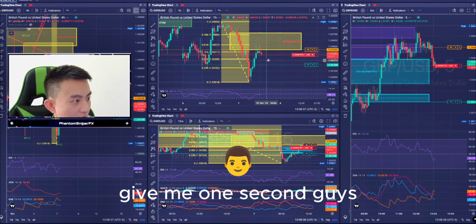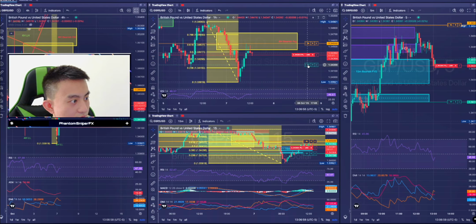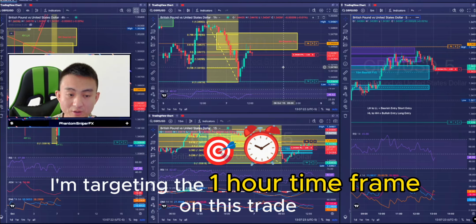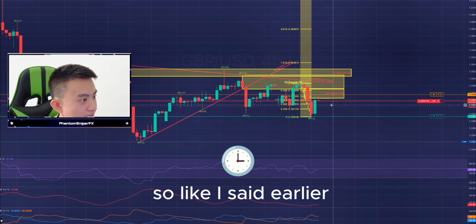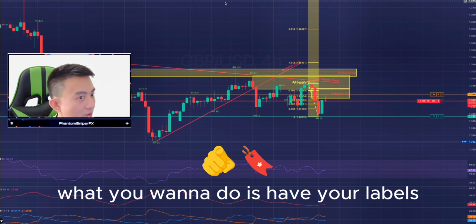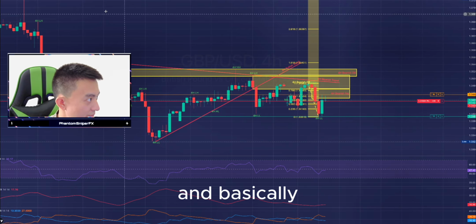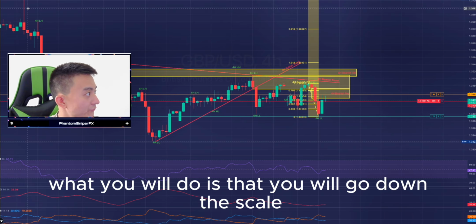Give me 1 second, guys. Almost forgot that I'm not actually trading the 5-minute time frame. I'm targeting the 1 hour time frame on this trade. So like I said earlier, what you want to do is have your labels turned on for high and low. And basically what you would do is go down the scale.